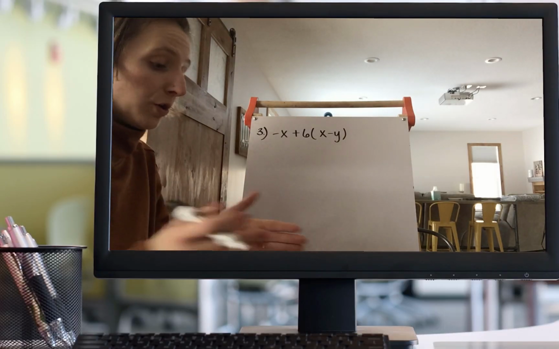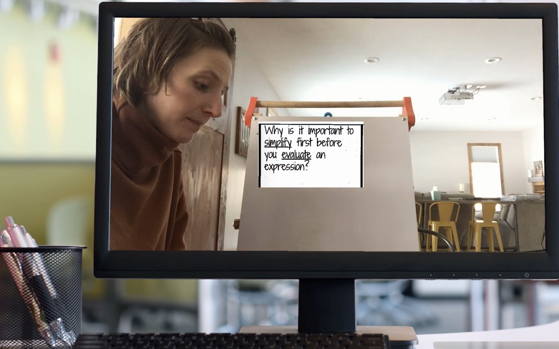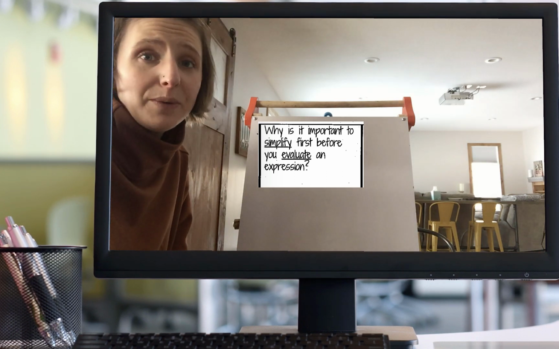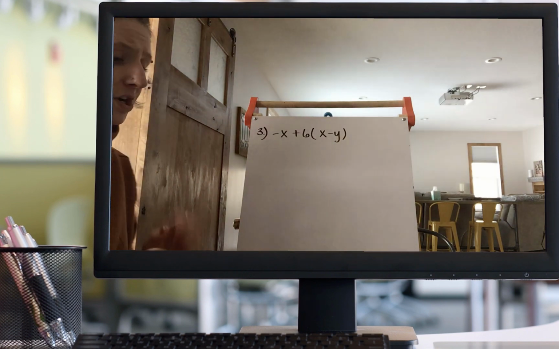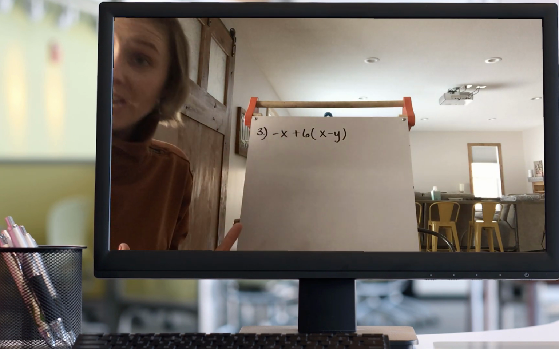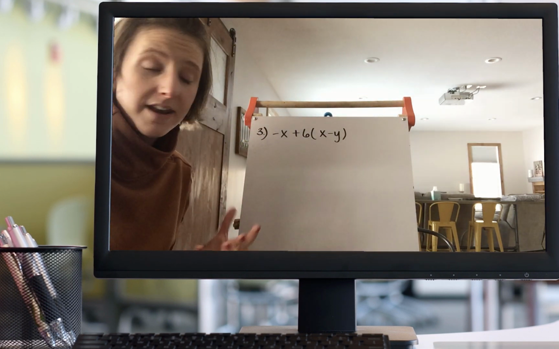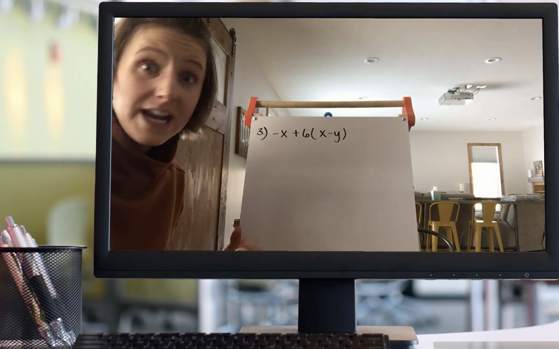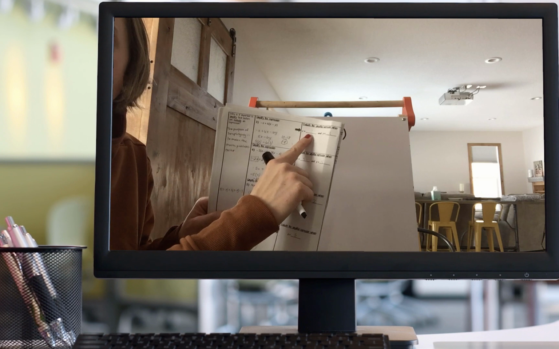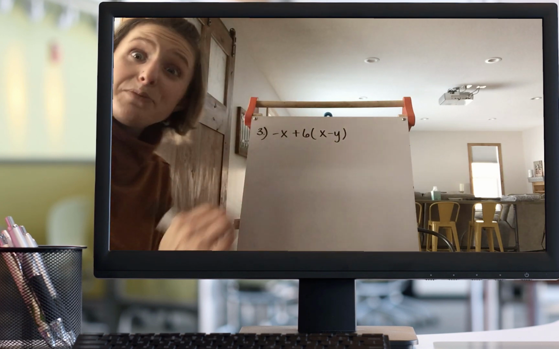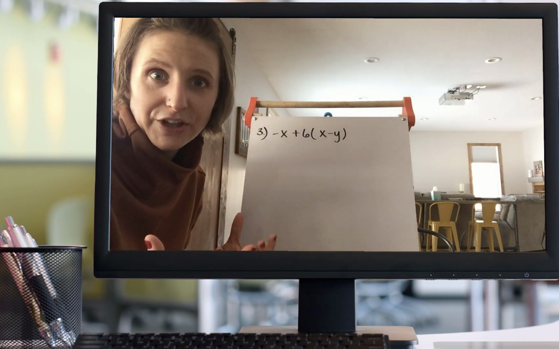Now that we're on the back side of our notes, you'll see that the question on the left-hand side has changed. It says, why is it important to simplify first before you evaluate an expression? Evaluate means solve. We're going to start this expression right here. What we're doing on the back is going to have two parts to it. Our first part is going to be what we already have been working on, simplifying using the distributive property and combining like terms. The second part is going to come into play where I'm going to give you values for the variable and you have to substitute them in to literally simplify the whole expression down to just one value.